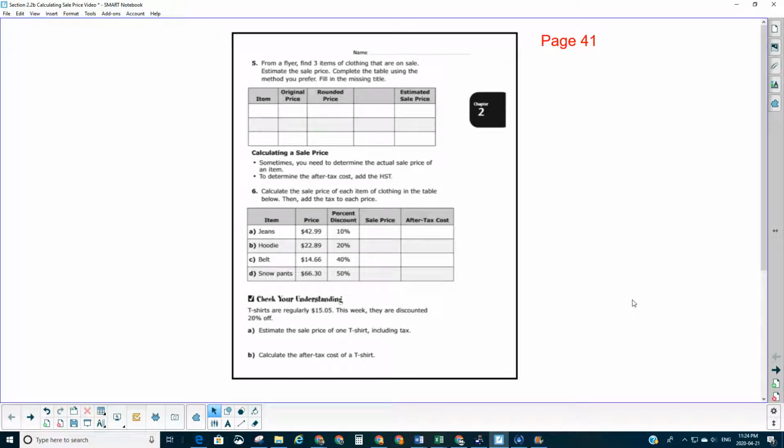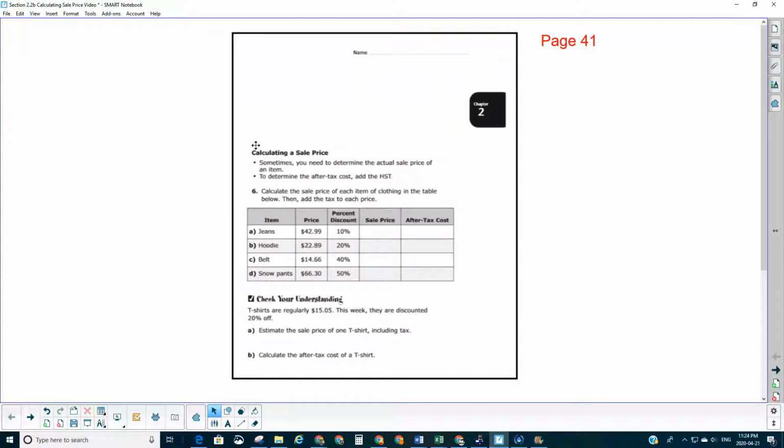Okay, today we're going to work on page 41 of our workbook, so make sure you turn to that page and get ready to copy down these notes. On page 41, we're going to be calculating the sale price. So we're actually going to skip number 5. We're not going to do number 5 and go right down to calculating the sale price. So that's going to begin with number 6.